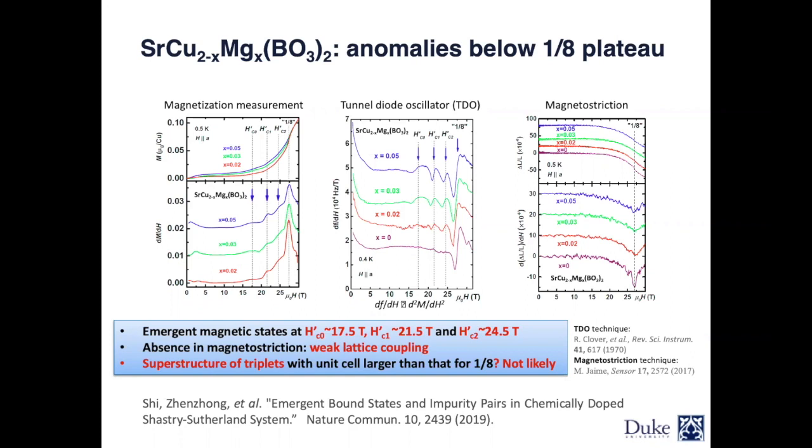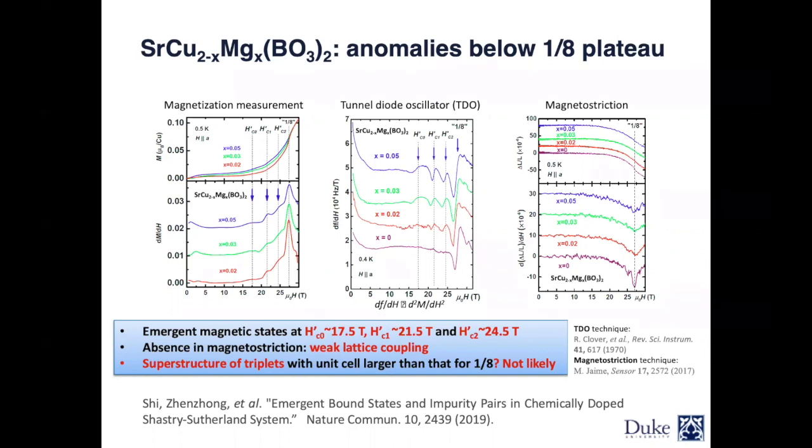So this is dM/dH. Now, this is the measurement done with magnetization because it's zero pressure, so we could use a larger sample. But then if we do the TDO as well, you can see that they map exactly with the same anomalies that we saw before.